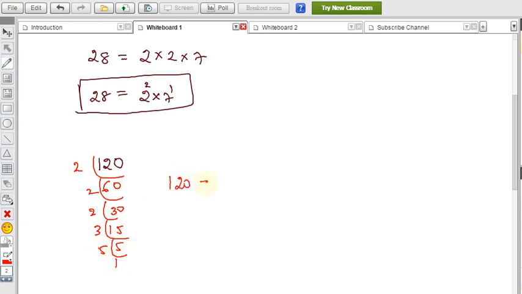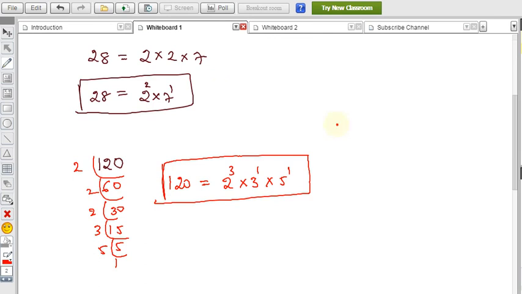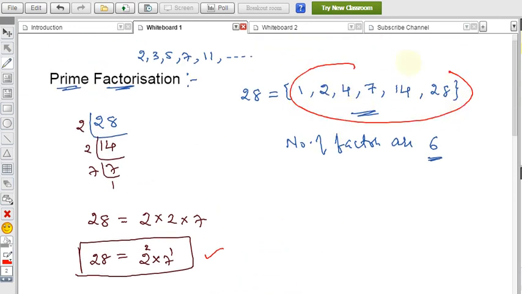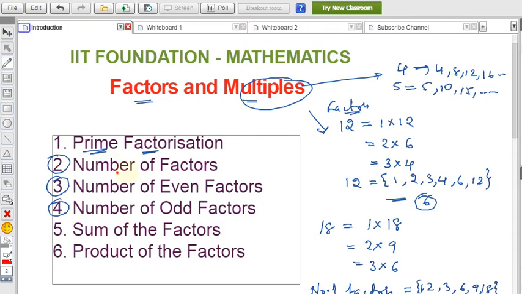Finally 120 I can write as 2 three times. So 2 power 3, 3 only one time, into 5 to the power 1. So 120 in the form of a product of prime numbers is this, and 28 is this. So after finding the product of prime numbers using the prime factorization method, we can find the number of factors without finding them individually, without writing them out. How to find this number directly, I'll explain now. So our first topic is number of factors.